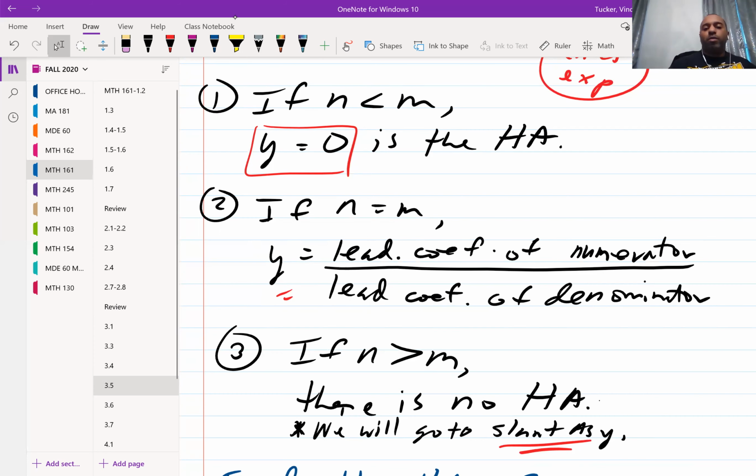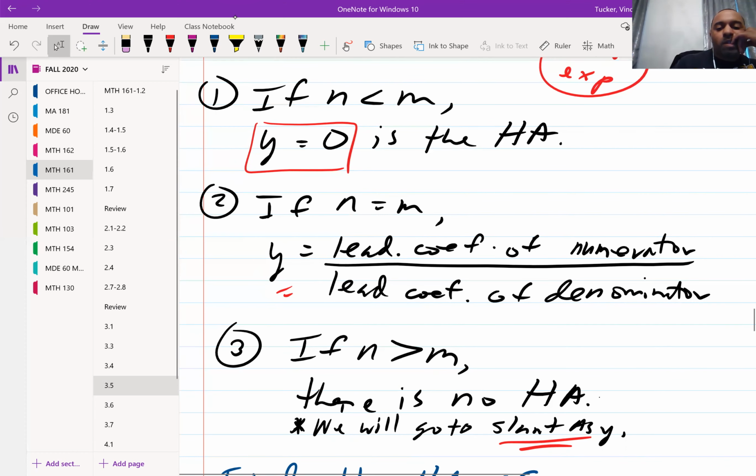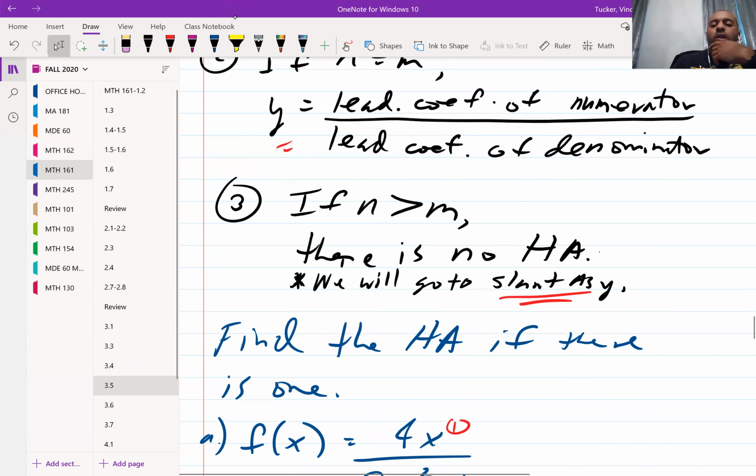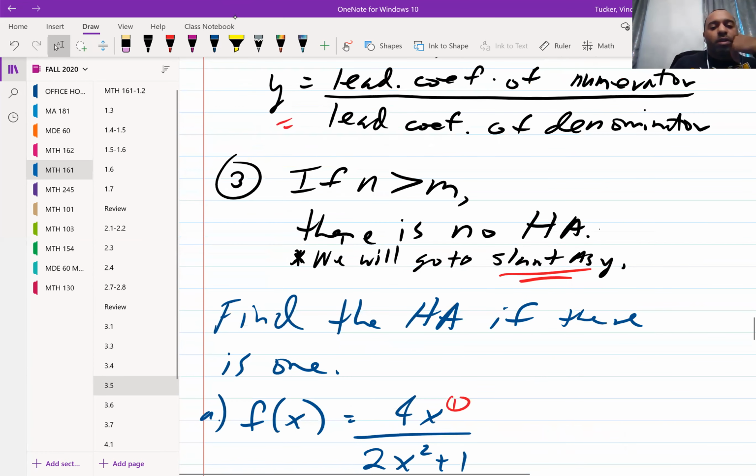All right, any questions before we try this out? Find horizontal asymptotes if there is one.